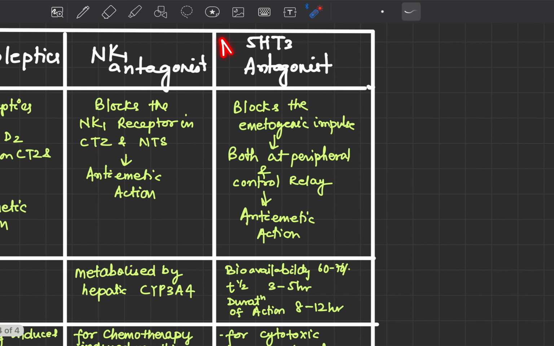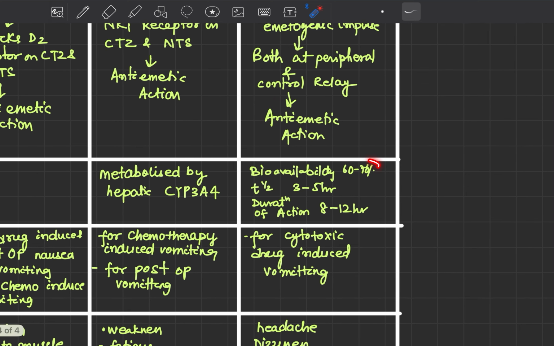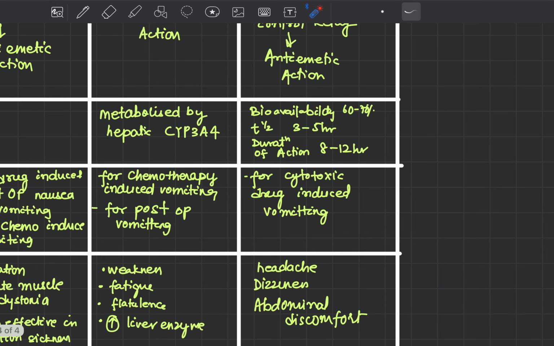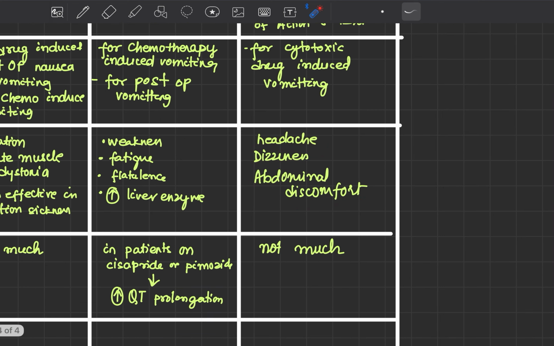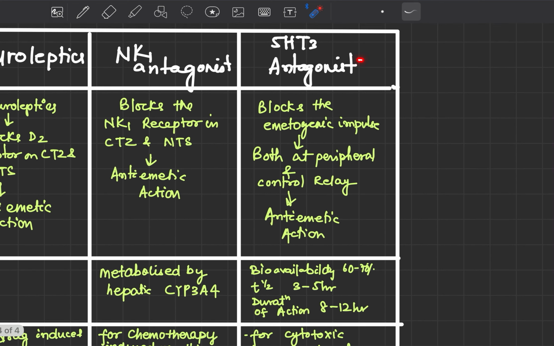Then comes a short note on 5-HT3 antagonists. They block the emetogenic impulse both at peripheral and central relay to give antiemetic action. Bioavailability of this drug is 60 to 70%, half-life is 3 to 5 hours, and duration of action is good, 8 to 12 hours. We use it for cytotoxic drug-induced vomiting or generalized vomiting. Adverse effects are headache, dizziness, and abdominal discomfort. Contraindications are not much. The main medicine we use in India is ondansetron.